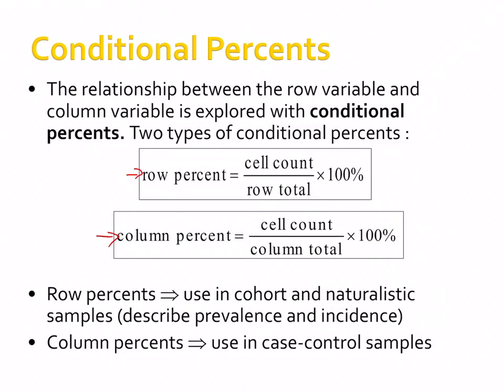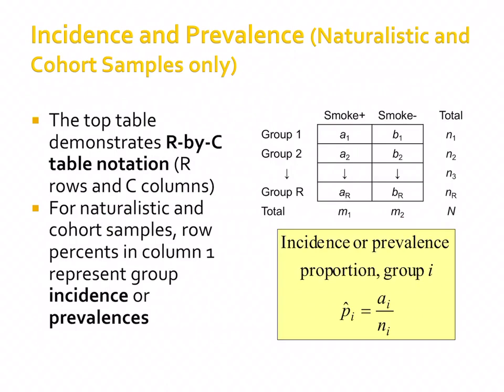There are two types of conditional percents, right? There has to be two because we have a row percent and a column percent. The cell count over the row total times 100 gives you your row percent. Column percent is the cell count over the column total times 100 gives you your column percent. Row percents are used in cohort and naturalistic examples, described in prevalence and incidence, and column percents are used in case control samples.